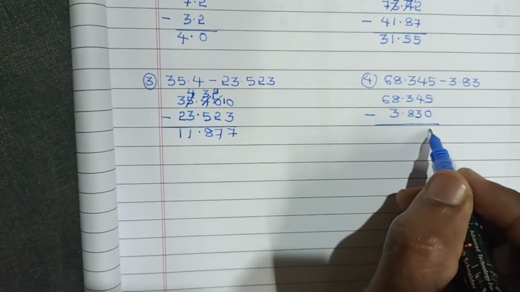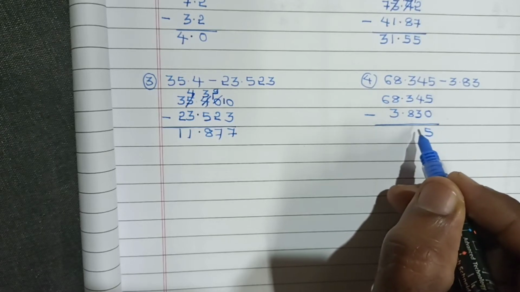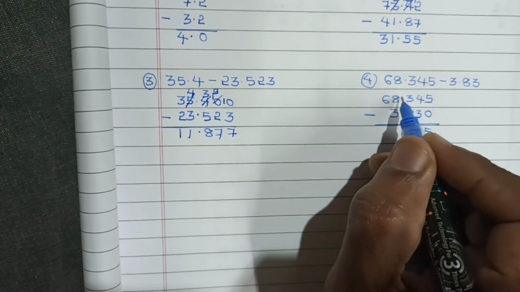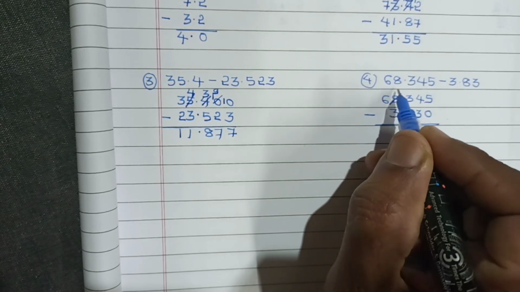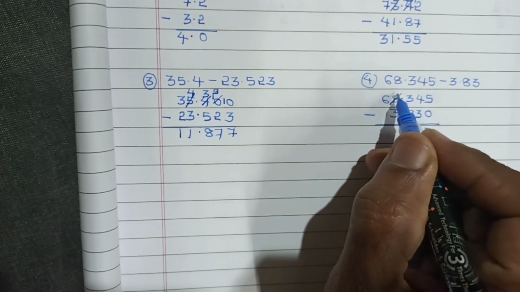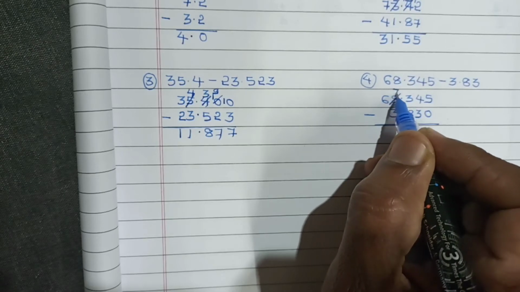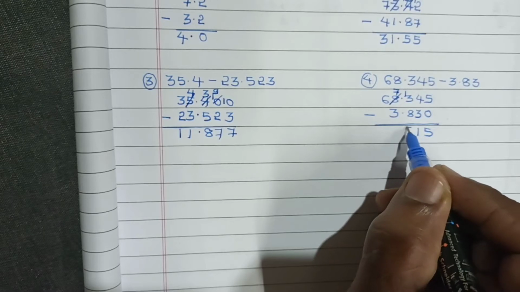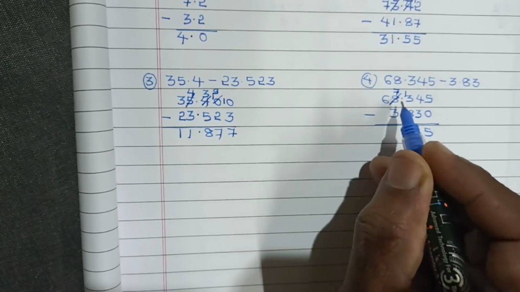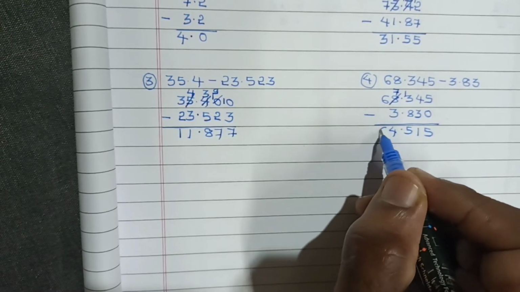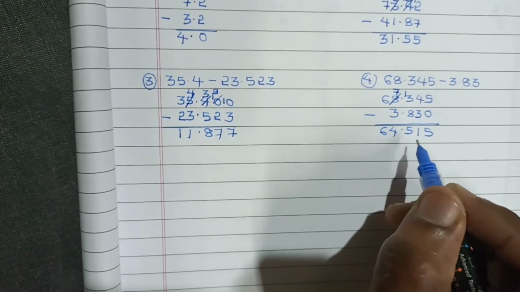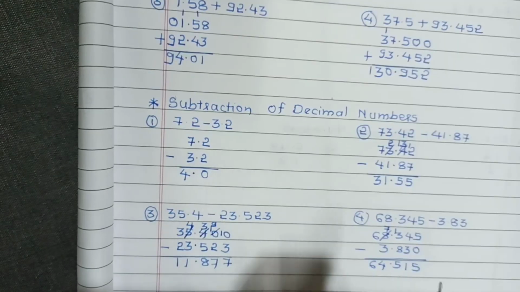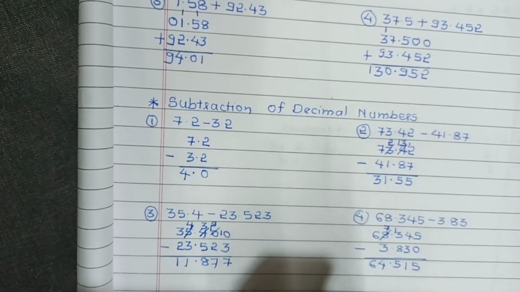5 minus 0 is 5. 4 minus 3 is 1. So 3 minus 8 is not possible. So you have to bring 1 from 8. So if you carry 1 from 8, it will remain here 7 and this would become 13. So 13 minus 8 is 5. Then decimal point, 7 minus 3 is 4. Then this is 64. 64.515. So this is the final answer for this. This way you have to do the subtraction of decimal numbers.